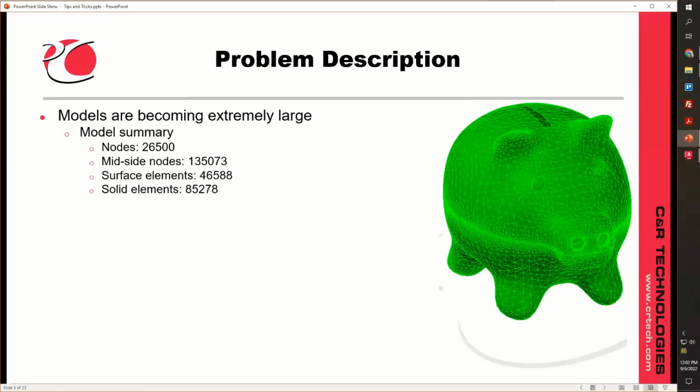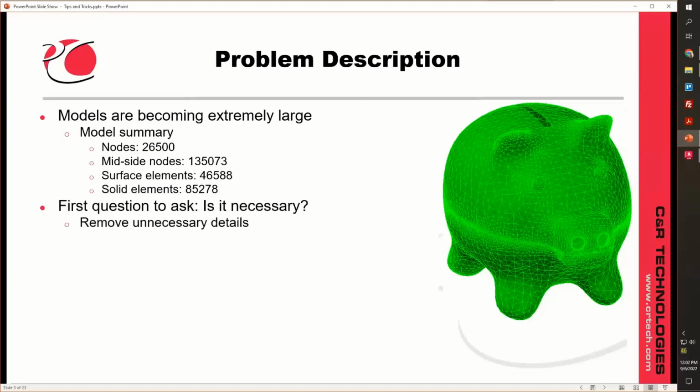I created this little model here, this nice little gem. It's got 26,000 nodes, 85,000 solid elements. And really, the first thing when I see a model like this, I ask the question, is it really necessary? Now, I'm not going to go through all of these, but I do want to bring them to people's attention. So this is going to be more focused on just the settings.